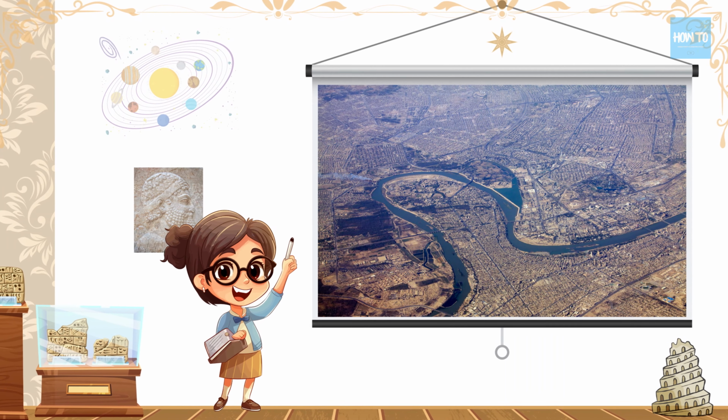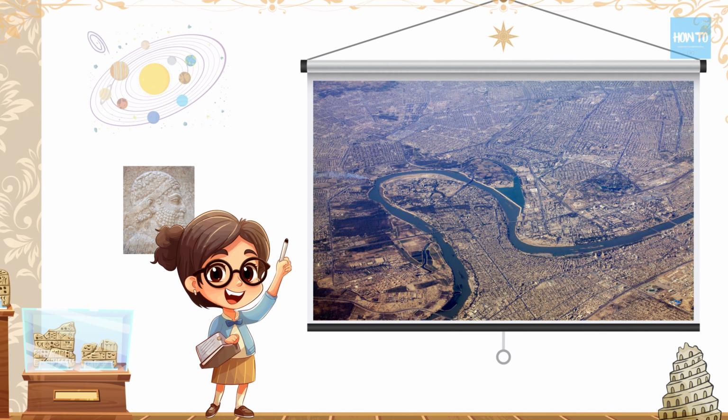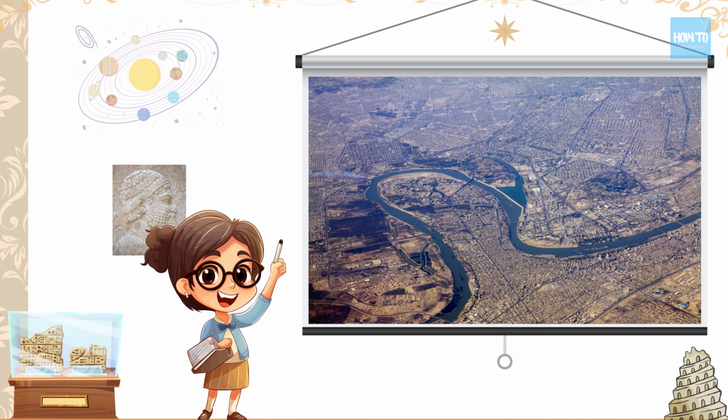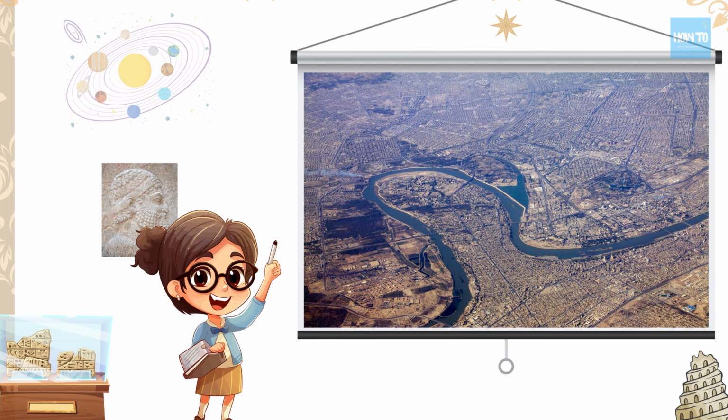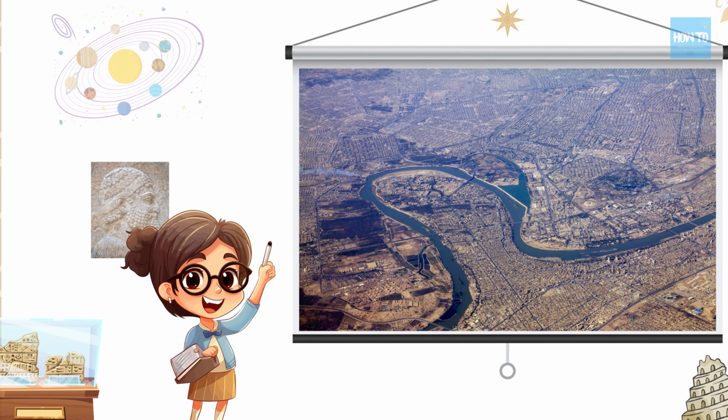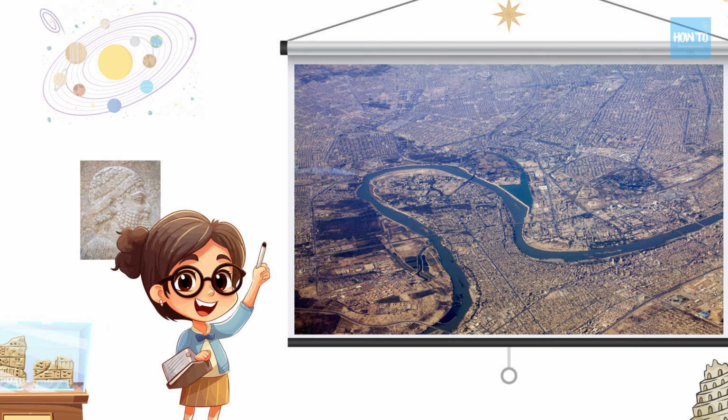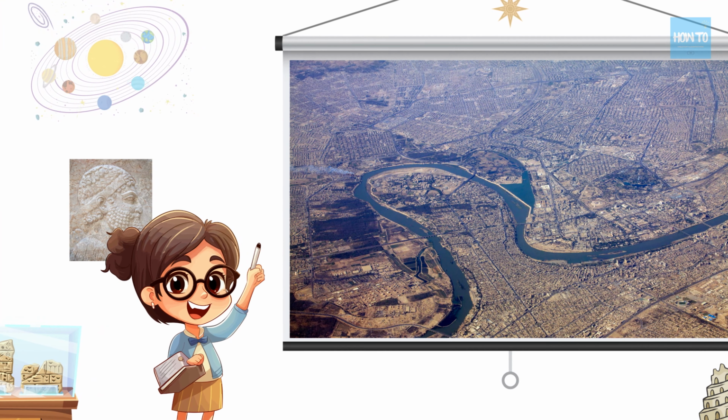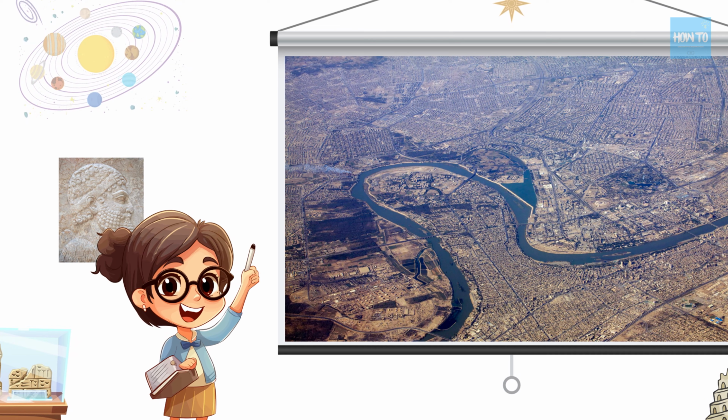The two main rivers that define Mesopotamia are the Tigris and Euphrates. These rivers provided fertile land for agriculture and were essential for the growth of some of the world's earliest civilizations, including the Sumerians, Akkadians, Babylonians, and Assyrians.